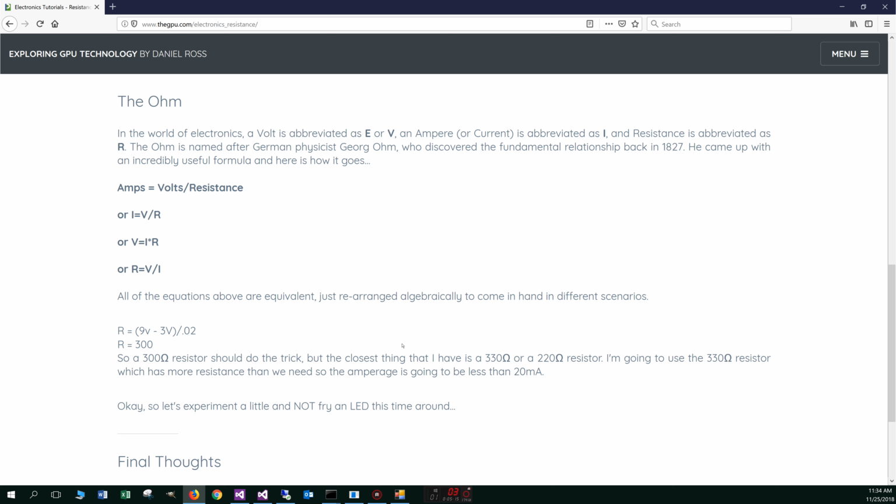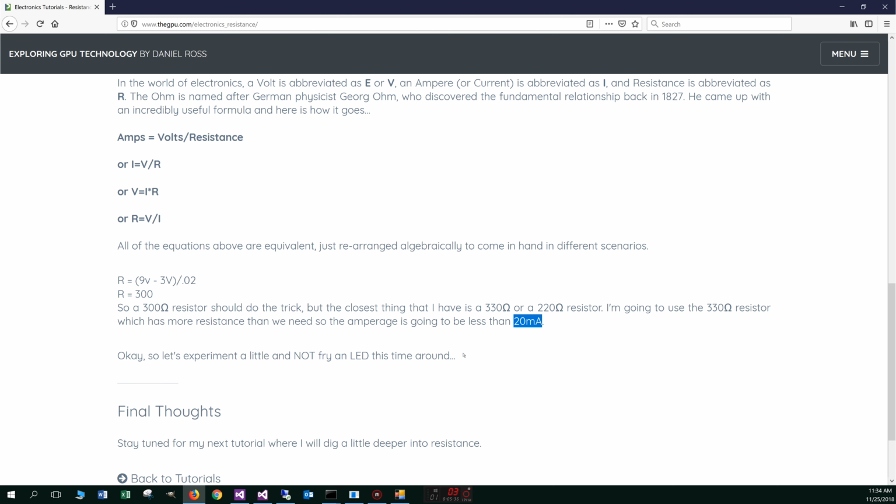And in future tutorials, I'll explain why there's such a weird, strange gap in the numbering of these resistors. But for now, let's just go with the 330 ohm resistor, which has more resistance than we need. So the amperage is going to be less than 20 milliamps, and that's fine. No problemo there. Okay, so let's experiment a little and not fry an LED this time around.